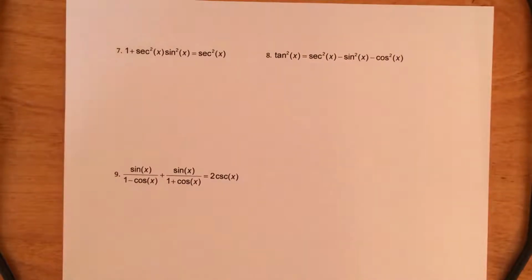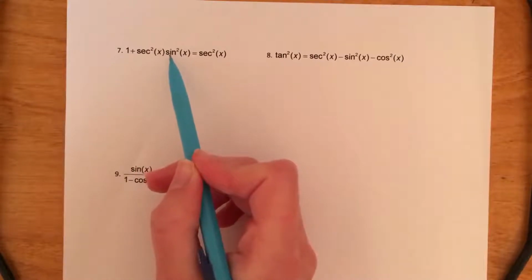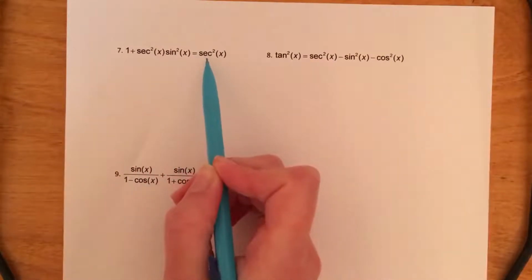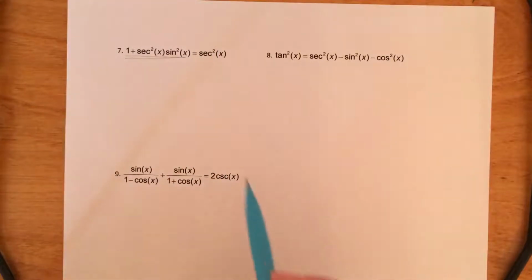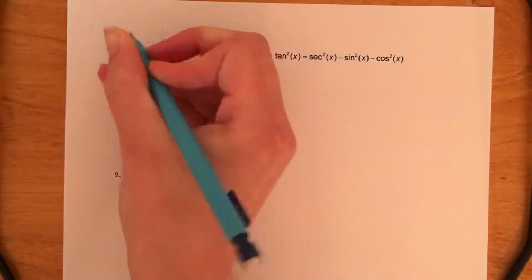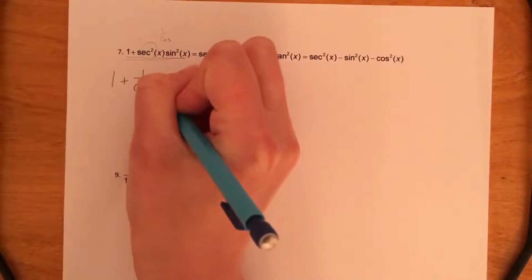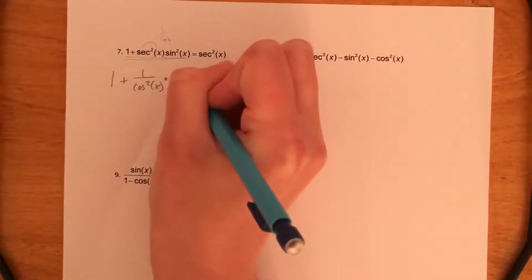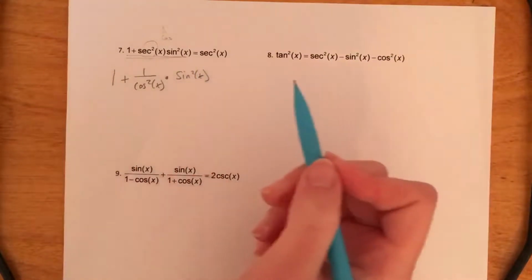Hopefully they're helping you. So question number 7 says 1 plus secant squared of x times sine squared of x is supposed to equal just secant squared of x. So I'm going to start on this side. There's more things happening. Let's change the secant. Secant is 1 over cosine. It's the same thing as that. So change that to 1 plus 1 over cosine squared of x, and then we still have this times sine squared of x. So I'm just going to focus on this left side.